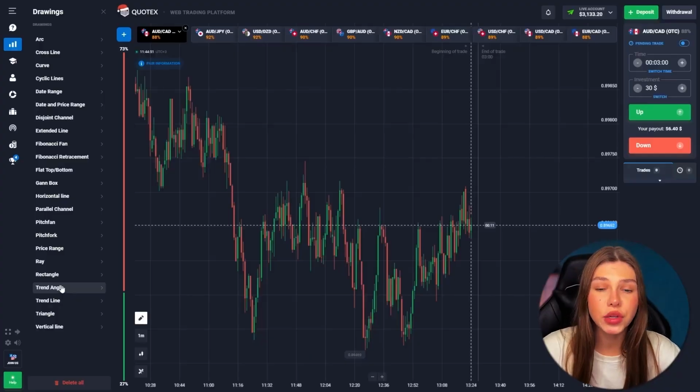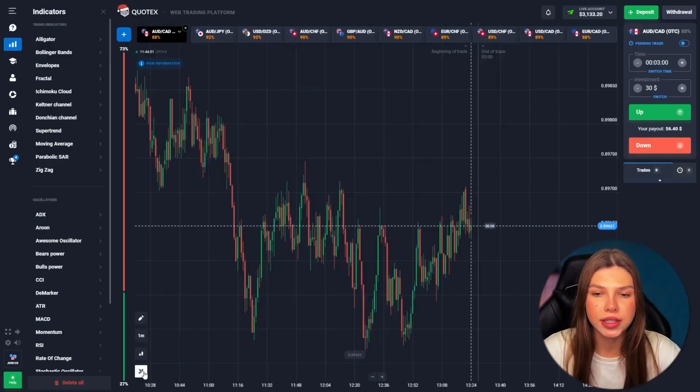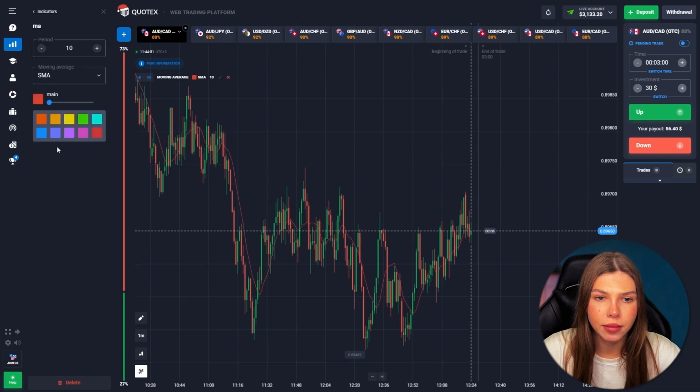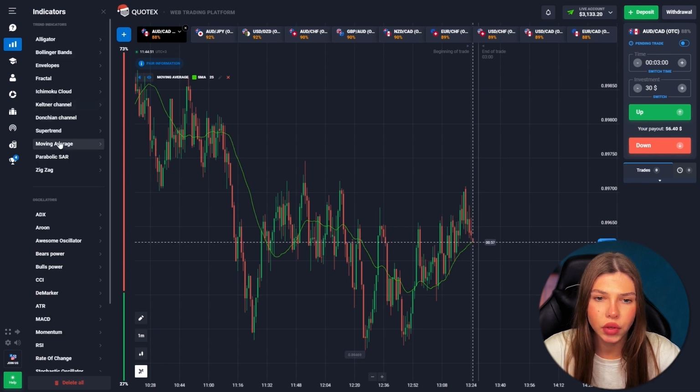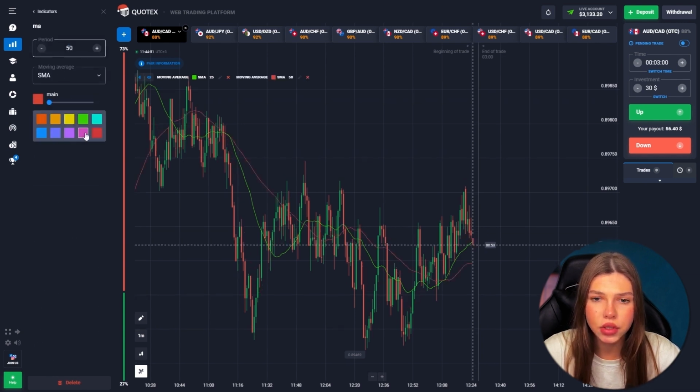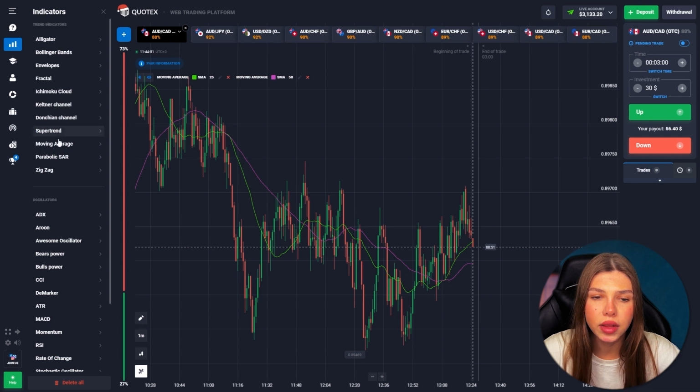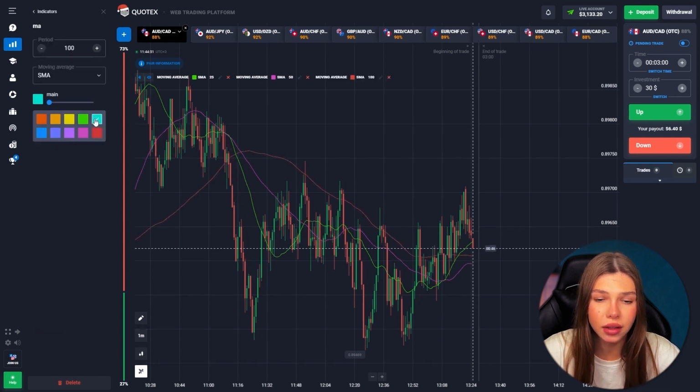To trade this strategy, we need to add 3 moving average indicators. Let's add them. The first indicator will have a period of 25. Choose the color of the line. Let's add the second indicator with a period of 50 and also change the lines. And the third indicator with a period of 100, change the color and save.